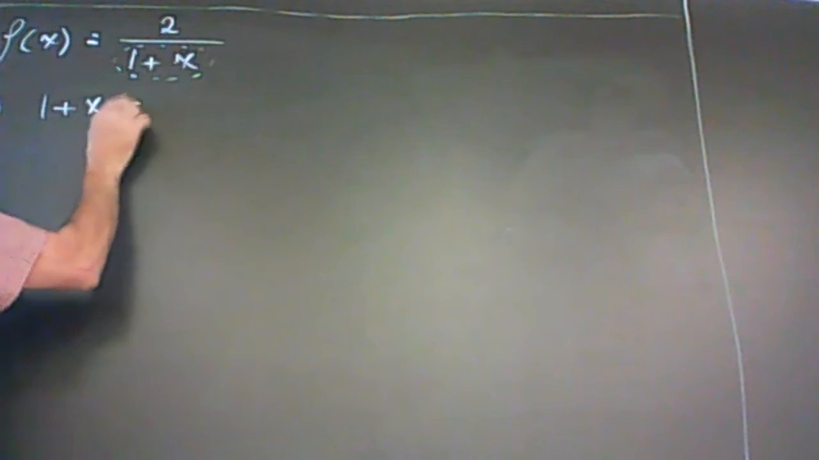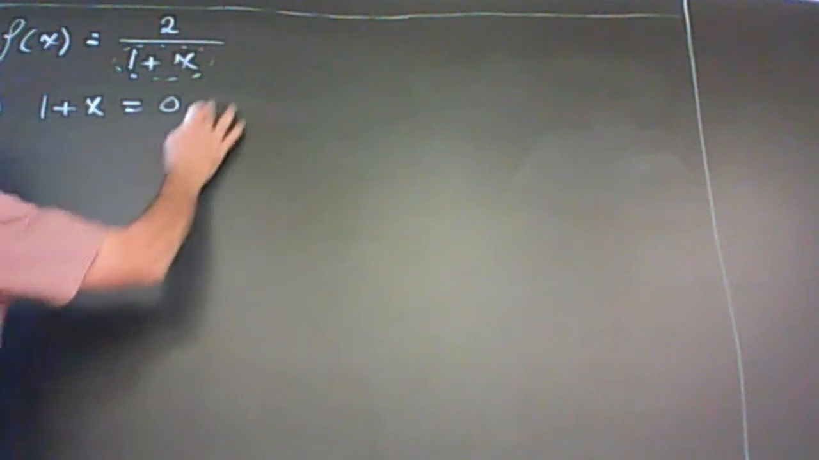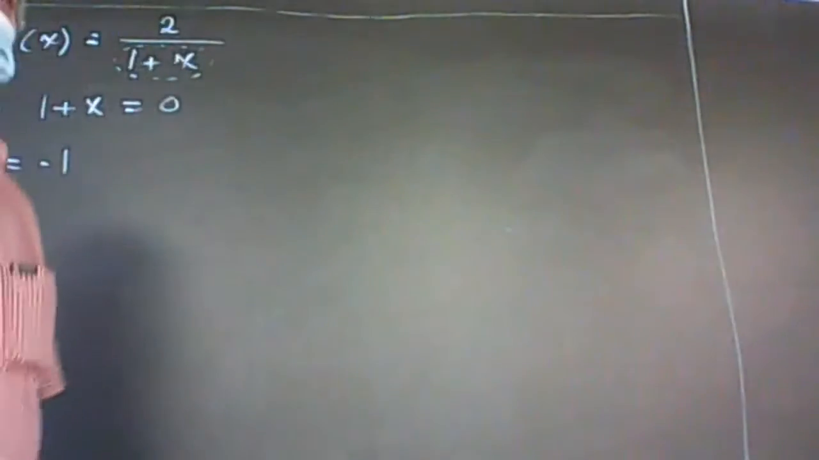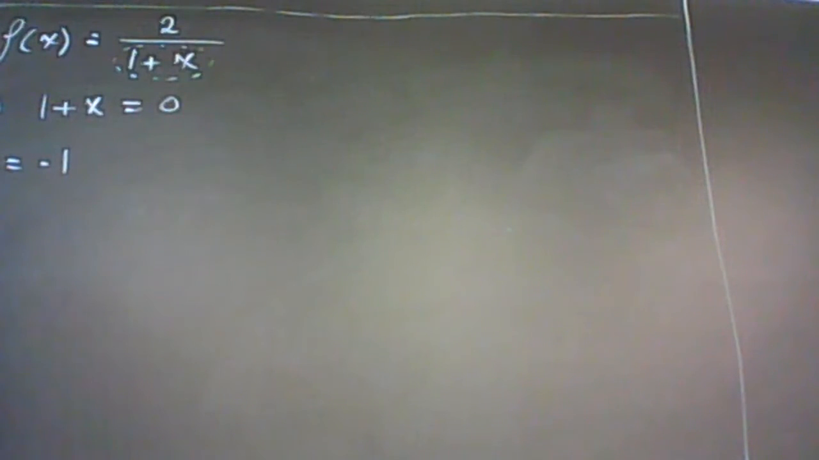For the vertical asymptote, we're going to take the denominator, 1 plus x, and set that equal to 0. Yeah? And we're going to solve the equation for x. So we move 1 to this side, so x equals -1. When x equals -1, I'm going to look at the numerator. Notice the numerator is just a value. It's never going to be 0, correct? So all the values I get from setting the denominator equal to 0 will be asymptotes.